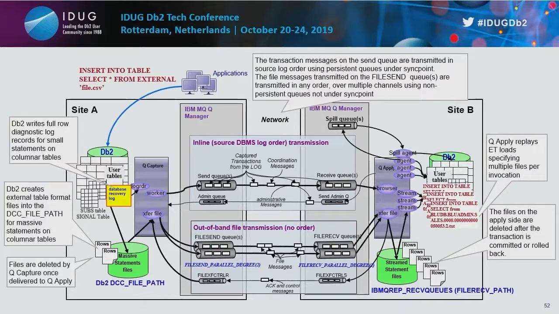The top part is the existing Q Rep prior to column organized tables. So you read the log, you put an MQ message with the binary data, you send it here, and then apply rebuilds SQL and applies at the target. These massive transactions for warehousing that modify 50 million rows are going to files, ET load files.